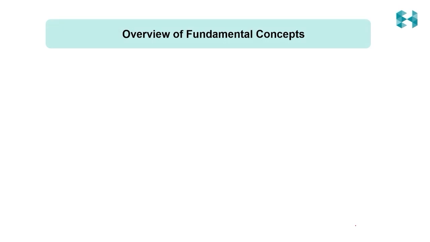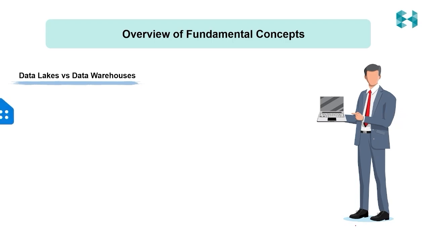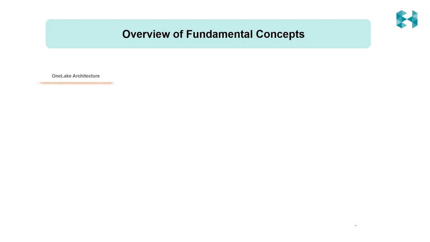These are the core ideas you must understand before learning Microsoft Fabric. First is data lakes and warehouses. A data lake stores raw, unstructured data like CSV files and images. A data warehouse stores structured, cleaned, and ready to use data. Fabric uses a lake-first architecture, which means all raw and processed data lives in one lake, and different workloads can use the same copy. Then we have OneLake architecture.